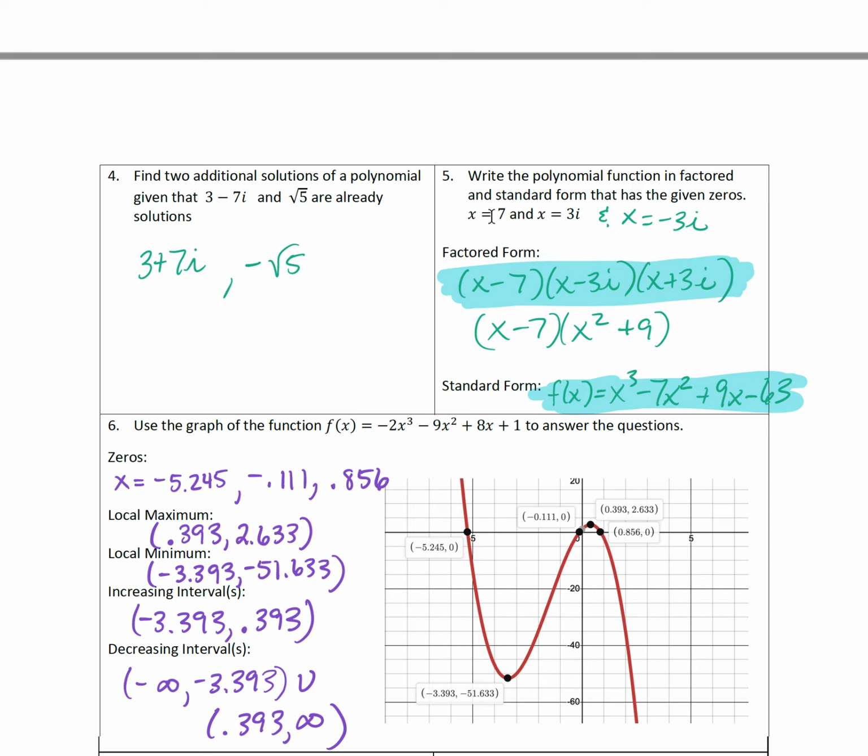Same thing over here. If 7 is a solution, x minus 7 is a factor. 3i goes with negative 3i. If you multiply those out, you get x squared plus 9. And again, this should make sense, that guy right there has solutions 3i and minus 3i. If you want it in standard form, we'll just multiply it out. Take your time, combine like terms.